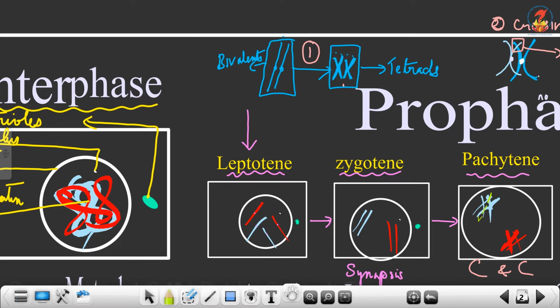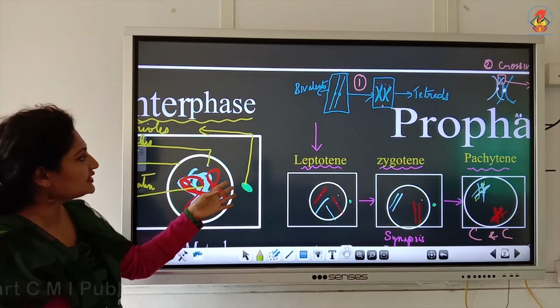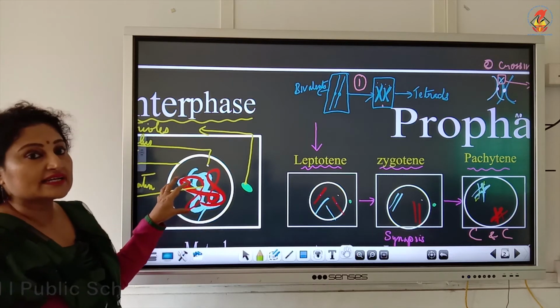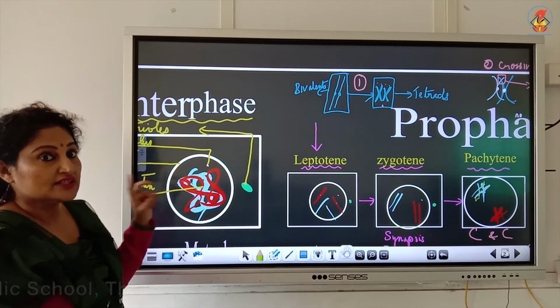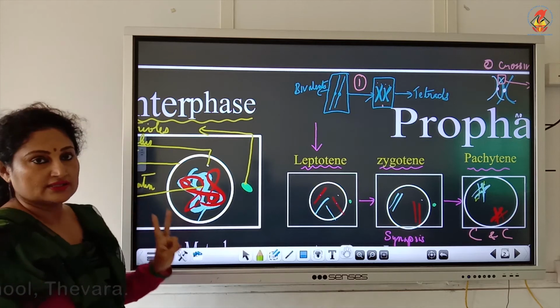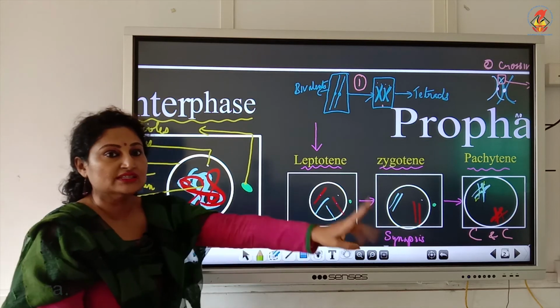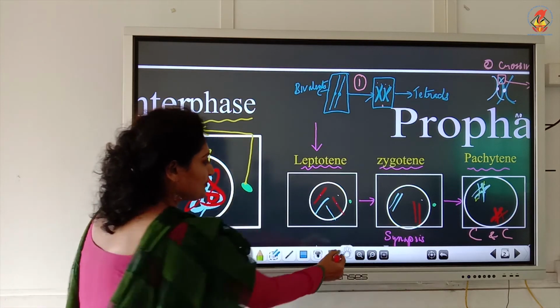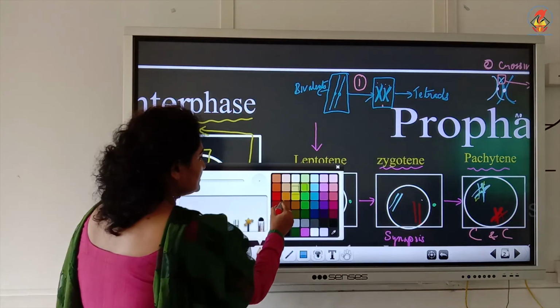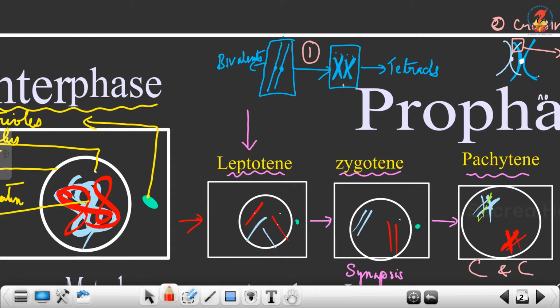That is, the nuclear membrane is intact, the nucleolus is intact, the centrioles are intact immediately outside the nuclear membrane, and the entangled chromatin thread is depicted in both red and blue color. This red and blue you have to continue till the end of meiosis. Now from there I proceeded to leptotene stage. See, in leptotene, what did I show? The rod-shaped chromosomes, 2 reds and 2 blues, rod-like structures scattered.